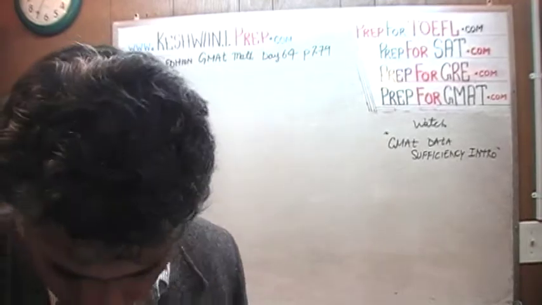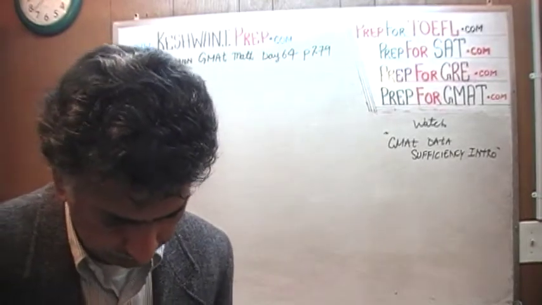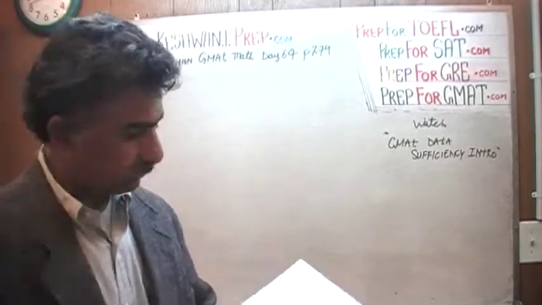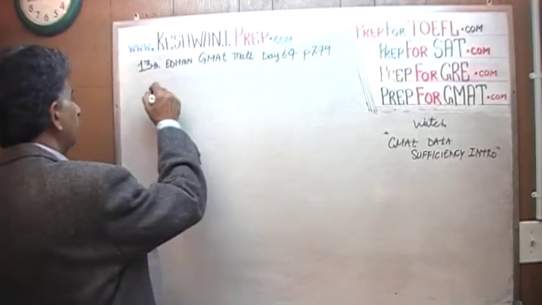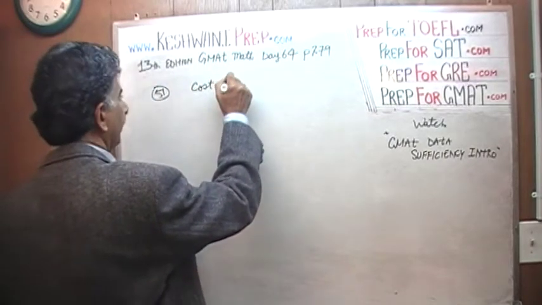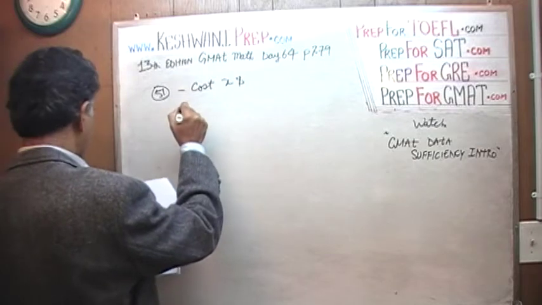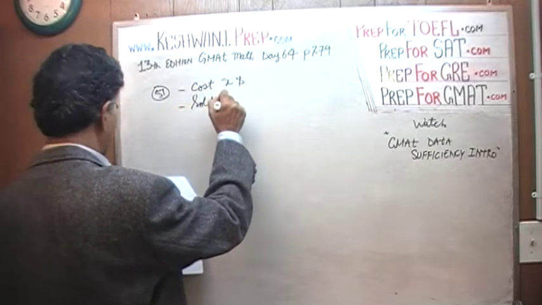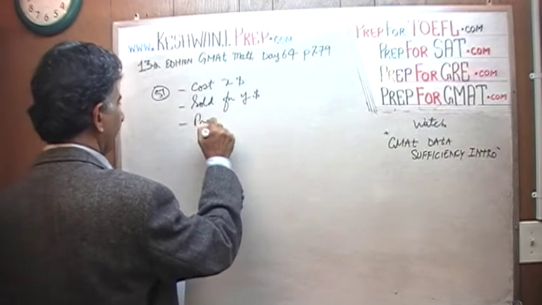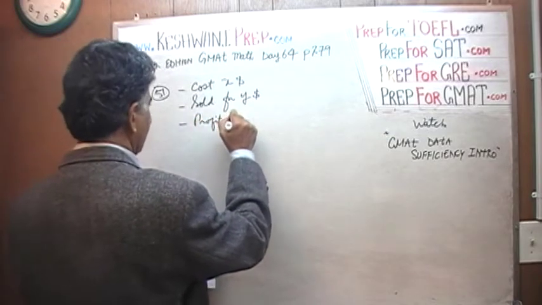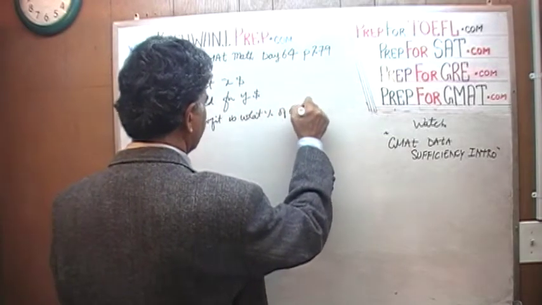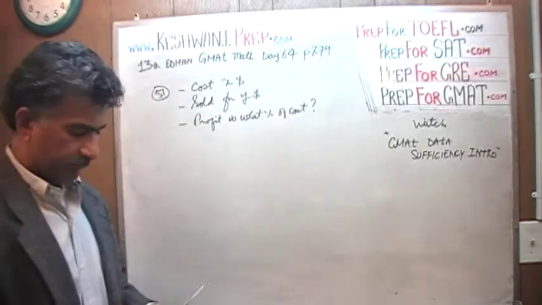In number 51, we are selling an item in a store, a clothing store that is, and we are told that the cost of the item is X dollars. The cost is X dollars. We are selling it for Y dollars, and the question is, profit is what percent of cost? Profit is what percent of cost?